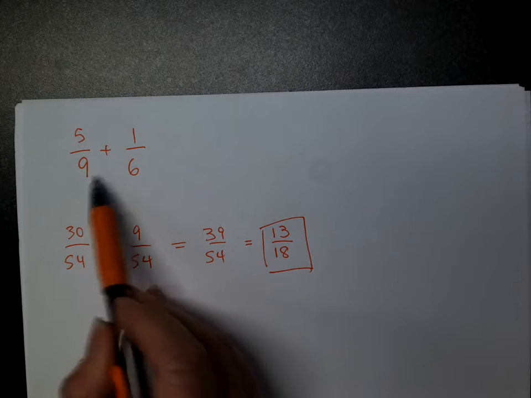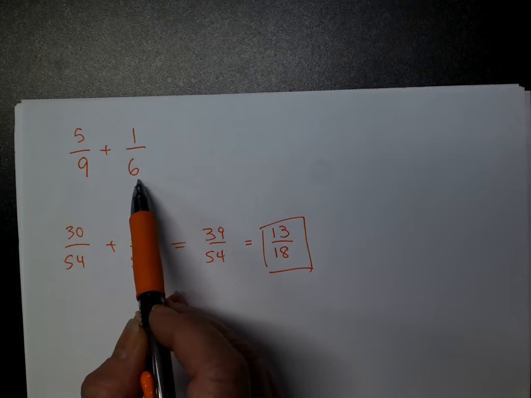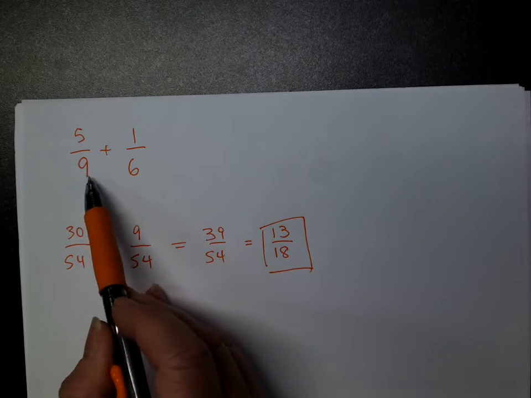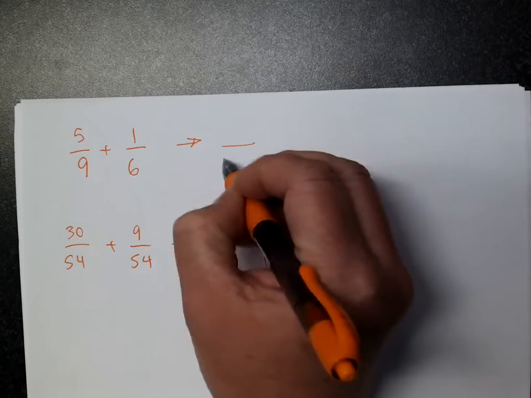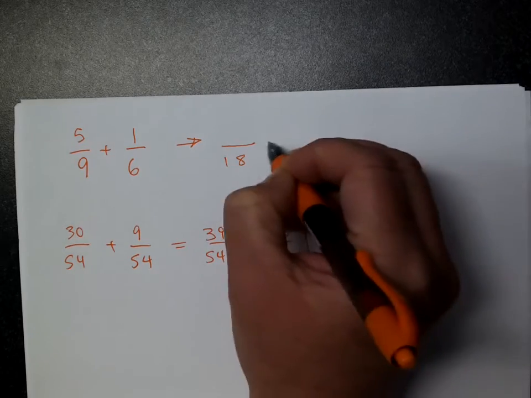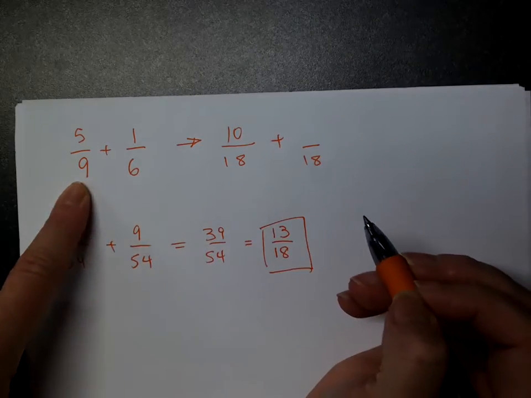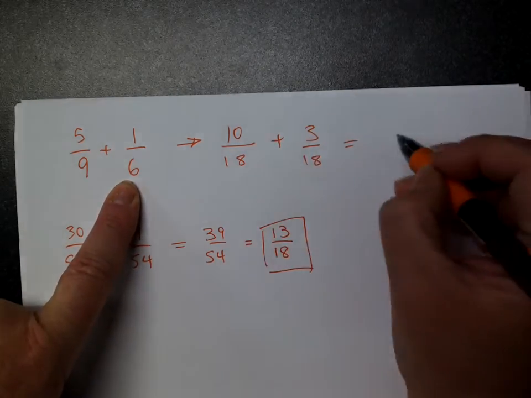At that point, you start counting by 9s. So if 9 doesn't work, start counting by 9s. 18. Does that work? Yeah. Okay? If 9 doesn't work, you count by 9s until you find one that does. So your LCD is 18. To get from 9 to 18 is times 2, so this becomes 10. To get from 6 to 18 is times 3, so this becomes 3, and you end up with 13 over 18.